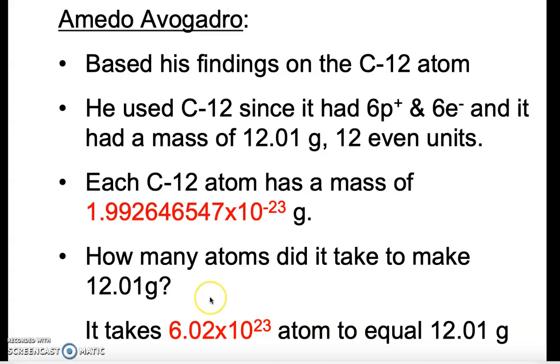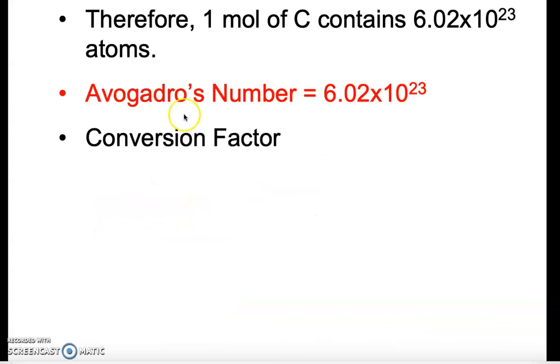So this is the number that we're going to be using, and that's where it comes from. It's a little more in depth than you need to know, but it's very important where this number comes from. Therefore, 1 mole of carbon contains 6.02 times 10 to the 23rd atoms. Or we're going to say Avogadro's number equals 6.02 times 10 to the 23rd, which is going to be a conversion factor.